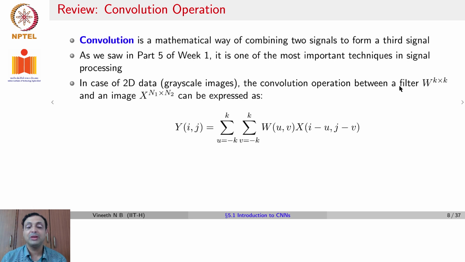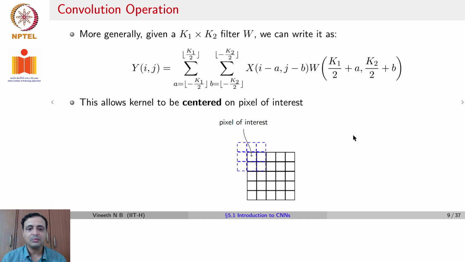Convolution operation between a filter W whose dimension is k cross k and an image X whose dimension is n1 cross n2 is expressed as y of i, j equals the sum, with index u going from minus k to k and index v going from minus k to k, of w uv, which is the filter, and x of i minus u, j minus v, which is the input image. We've already seen this as the definition of convolution.